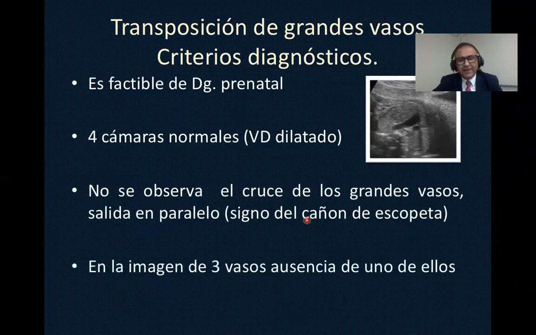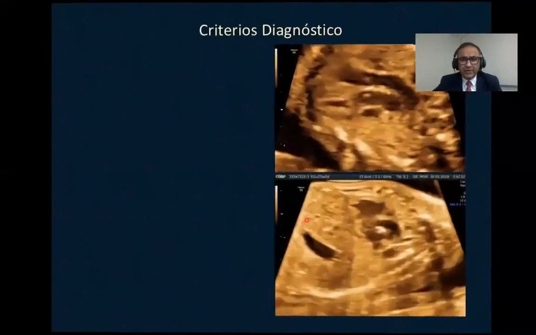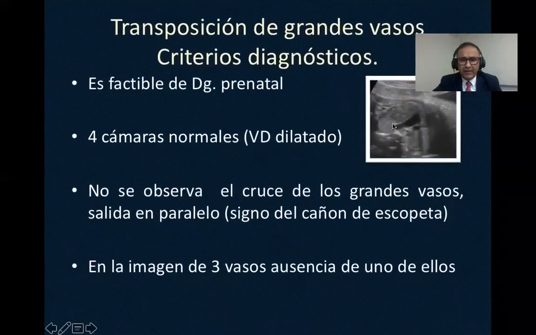In the 3-vessel trachea view, we will see that one of the vessels is absent, and therefore there will be only 2 vessels, as we can see here in this figure.